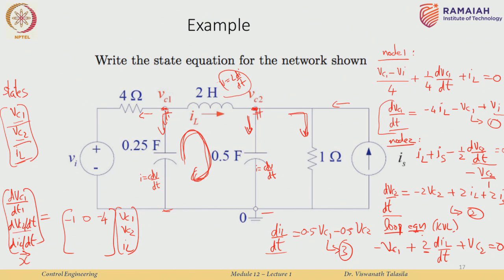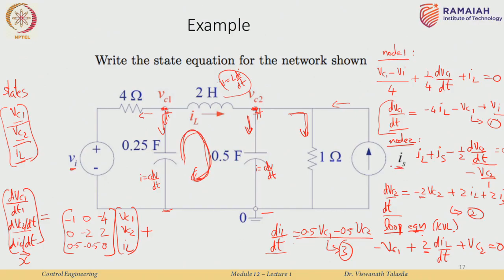Now, for dVc2 by dt, we see that we have a minus 2 Vc2 and we have a plus 2 IL, and Vc1 does not come over there, it is a 0. Finally, for dIL by dt, it depends entirely on Vc1 and Vc2 and it is basically 0.5 and minus 0.5, and this is 0. Now, we still have to plug in the inputs because we have a Vi and an Is over here.